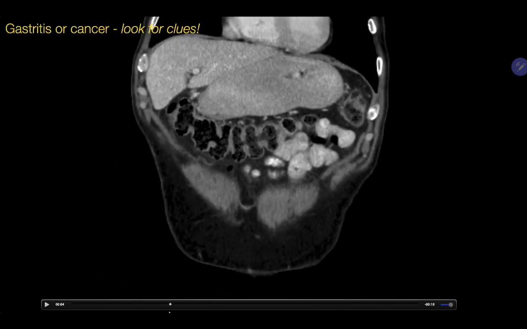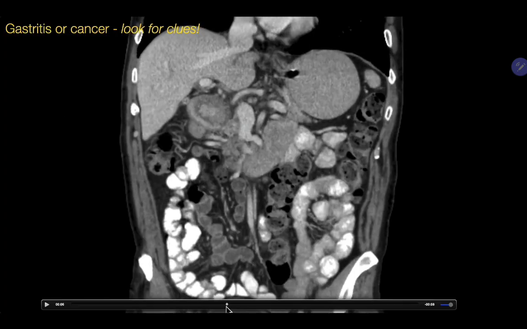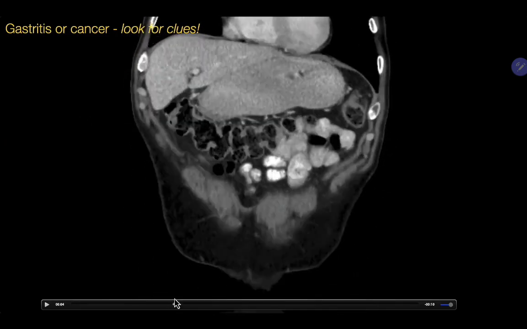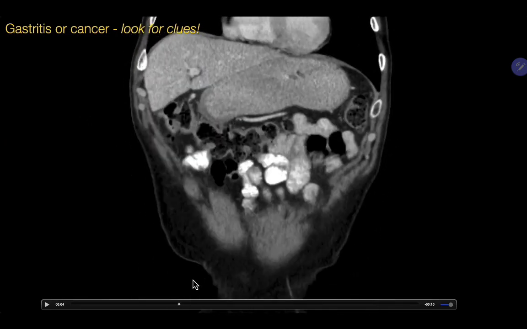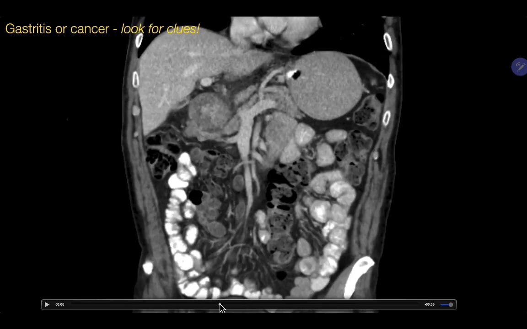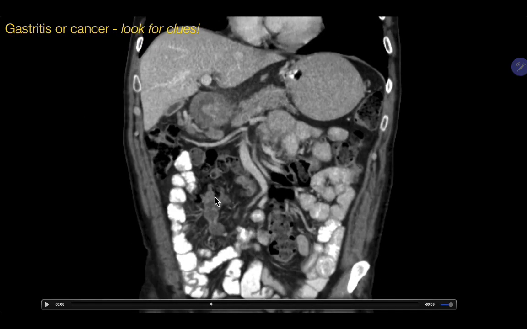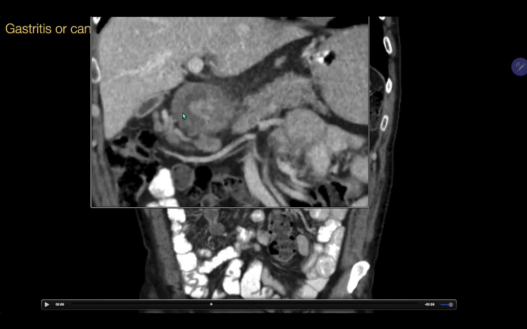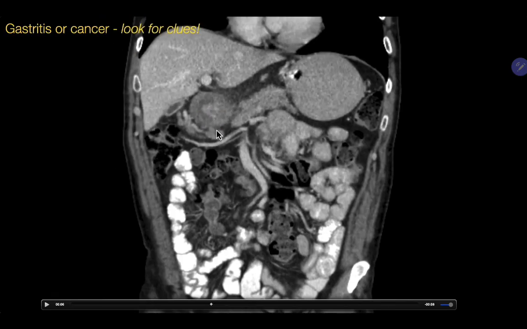The coronal image helps to lay out some of the key findings. So here, scrolling through the gastric antrum, and then we'll pay attention here to the pylorus, where there's intermediate attenuation wall thickening that looks to be having some enhancement with some bright oral contrast, but also these lymph nodes along the lower margin.